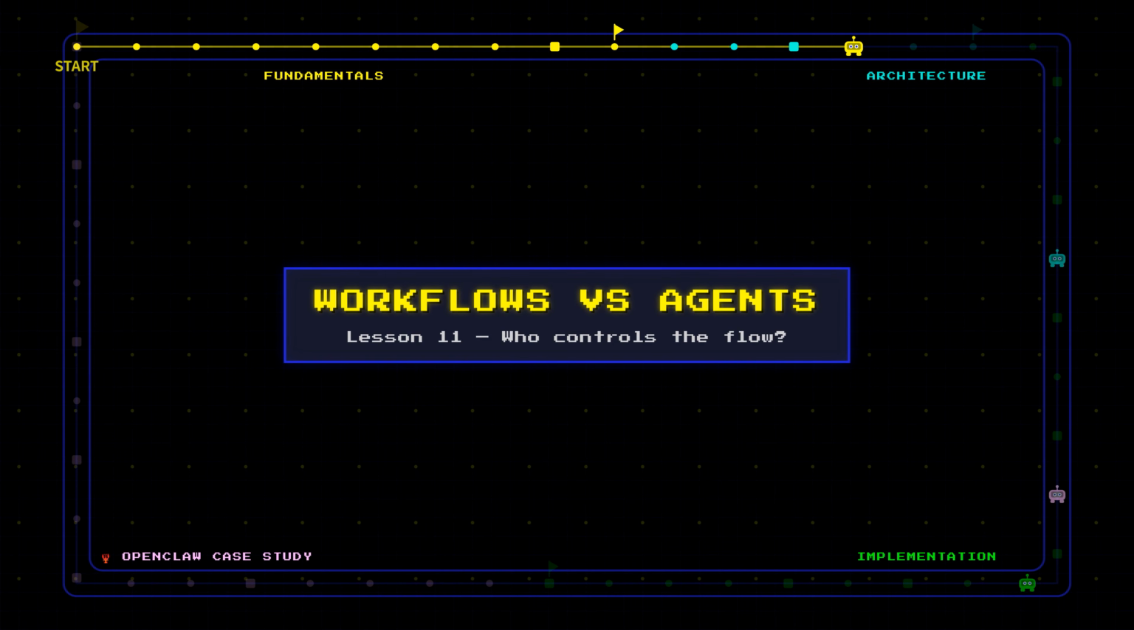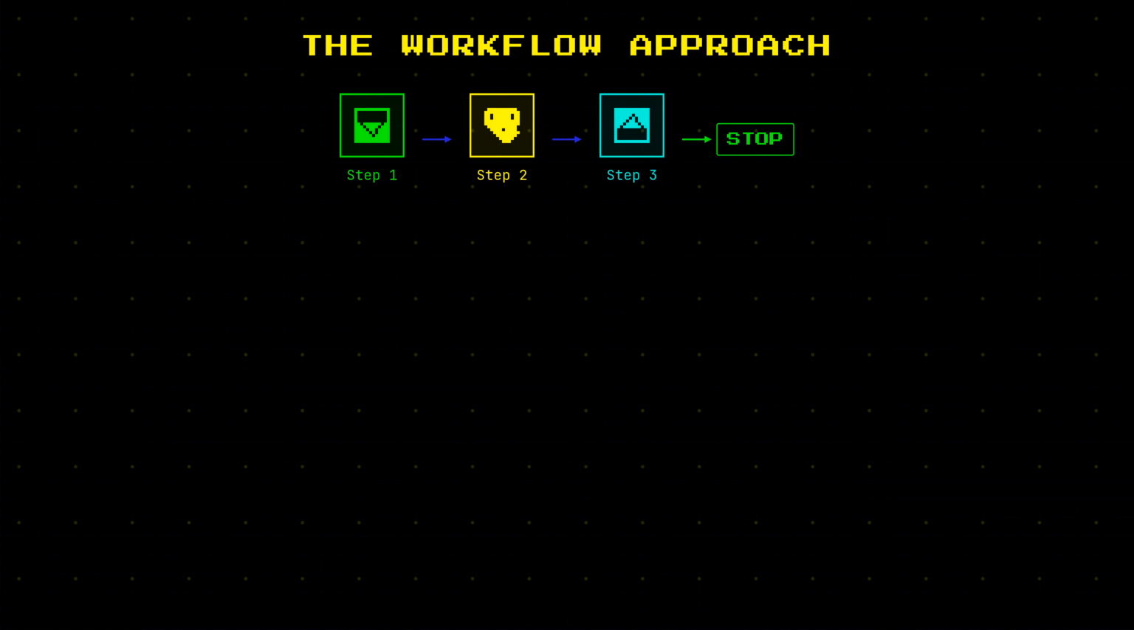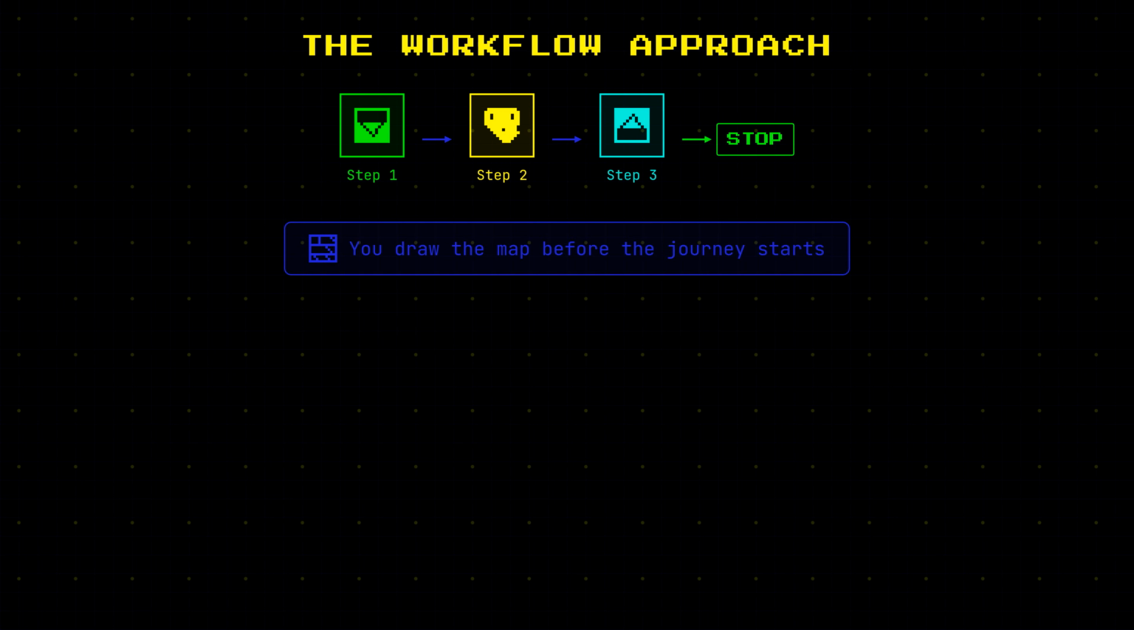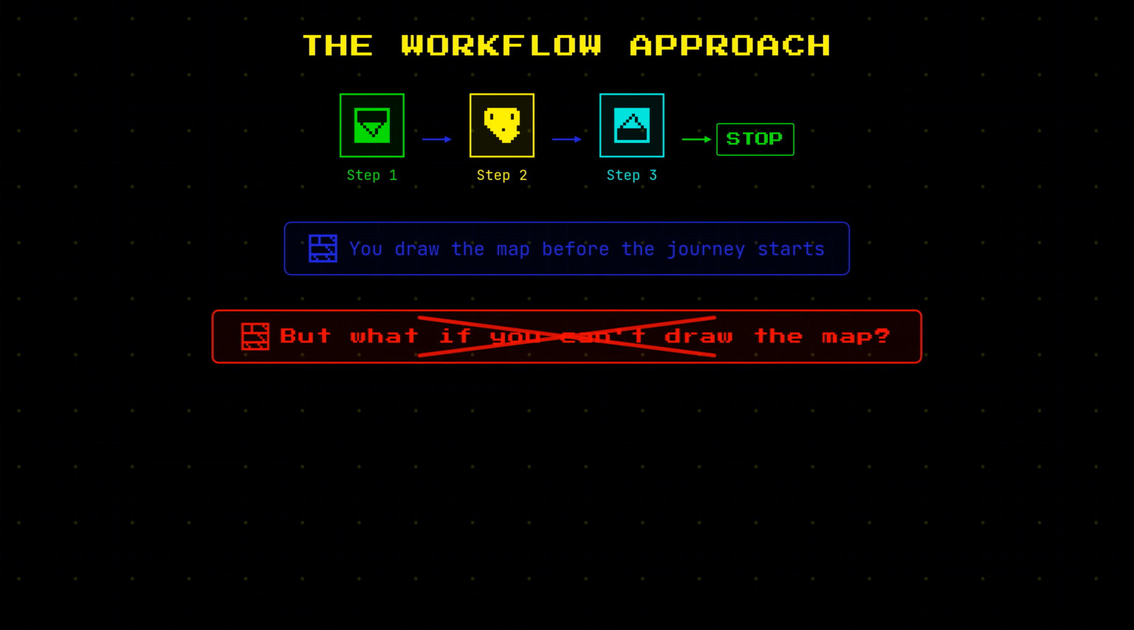Lesson 11. Workflows versus agents. In the last lesson, you saw how developers combine LLM calls and tools into workflows. In a workflow, you define the flow, which steps happen, in what order, when to stop. You draw the map before the journey starts. But what if you can't draw the map in advance?